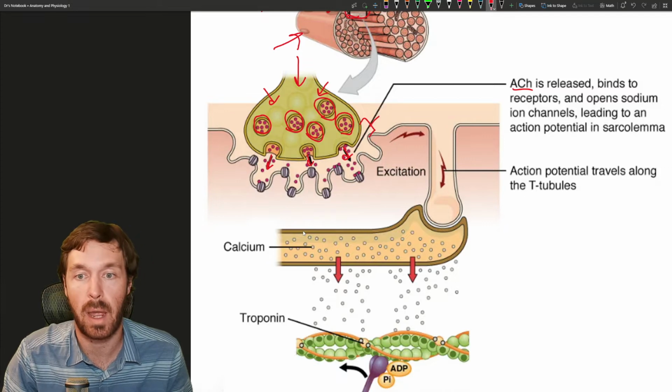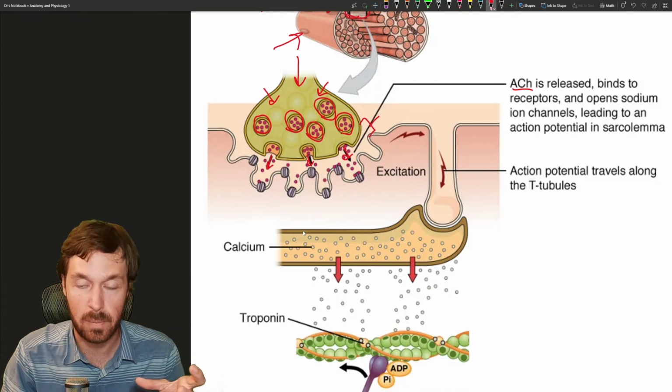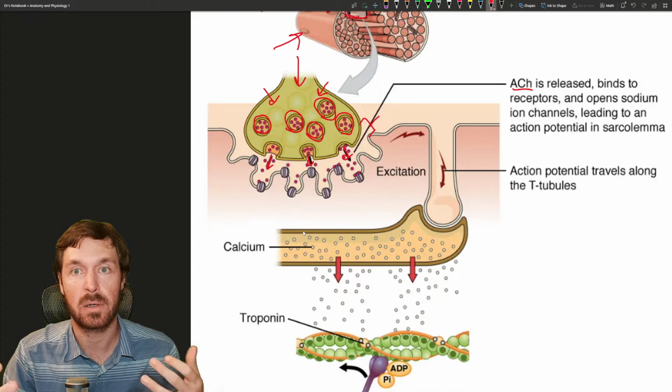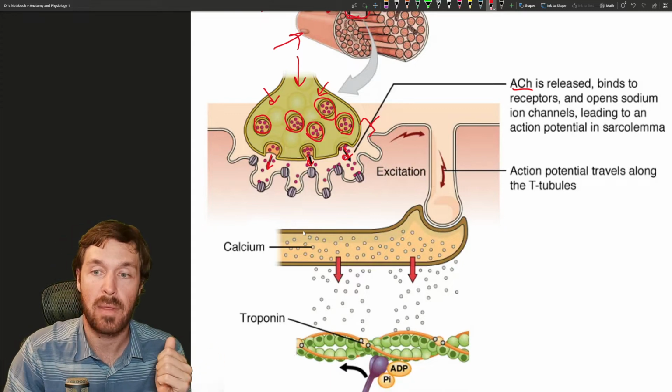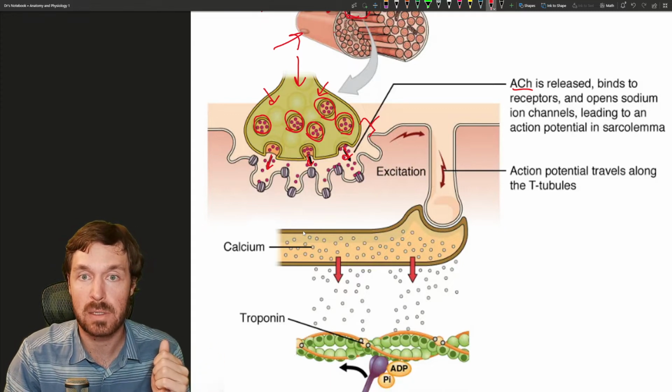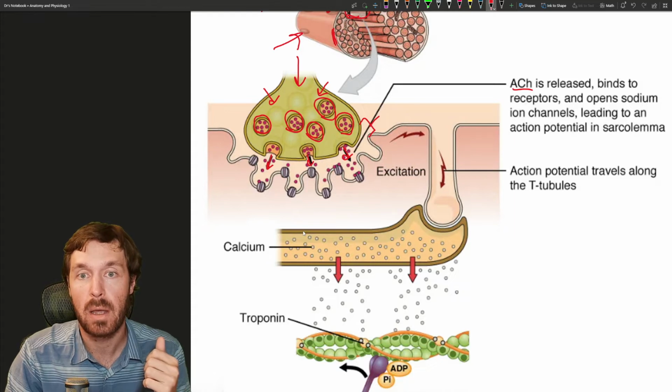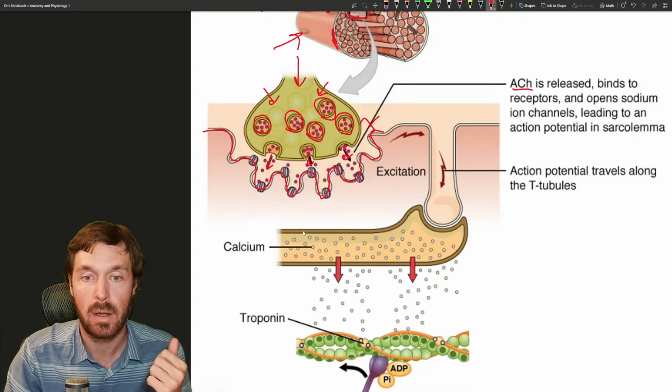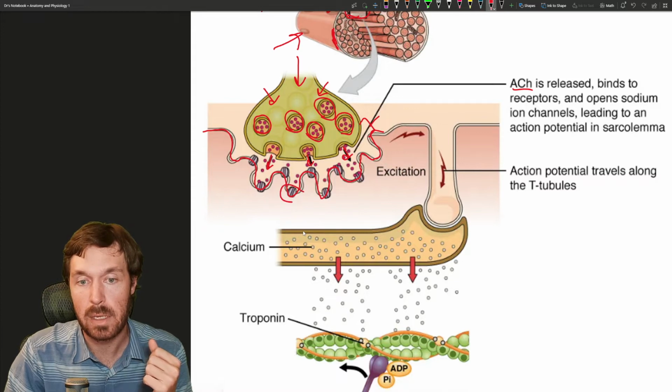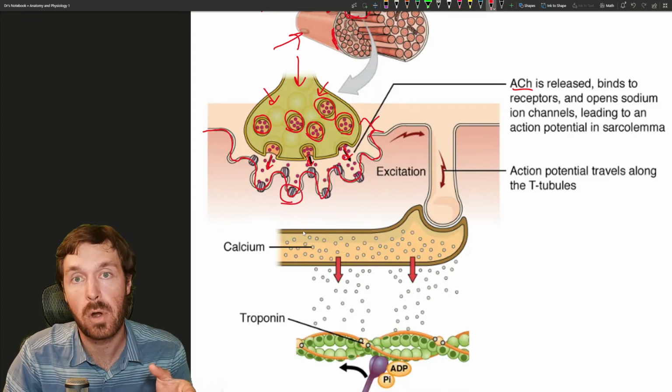This gap is known as the neuromuscular junction. It's a space. The acetylcholine has to travel across that space, and then it communicates with the sarcolemma, or the cell membrane, of that muscle cell. This would be the cell membrane right here, and it makes all these little folds called junctional folds to increase the surface area on where it can have these receptors. These are acetylcholine receptors.